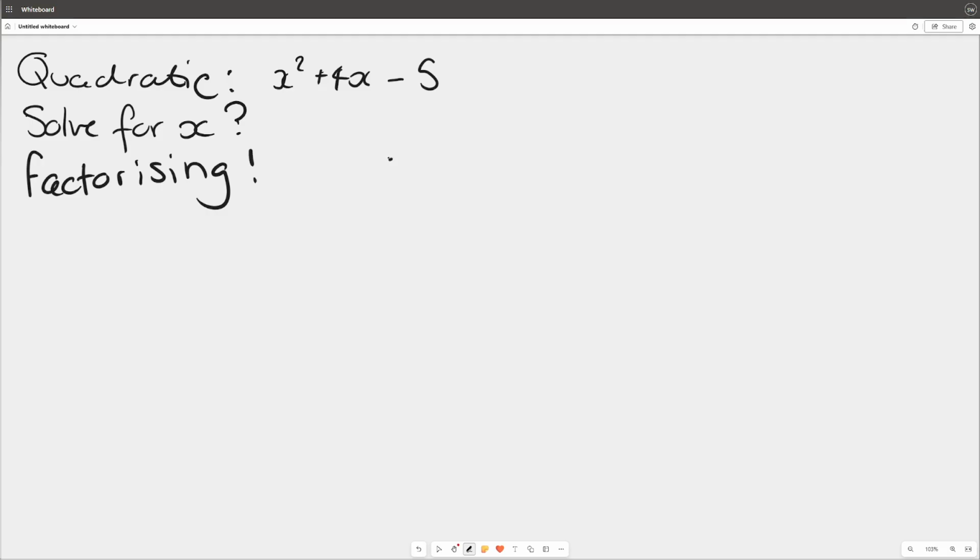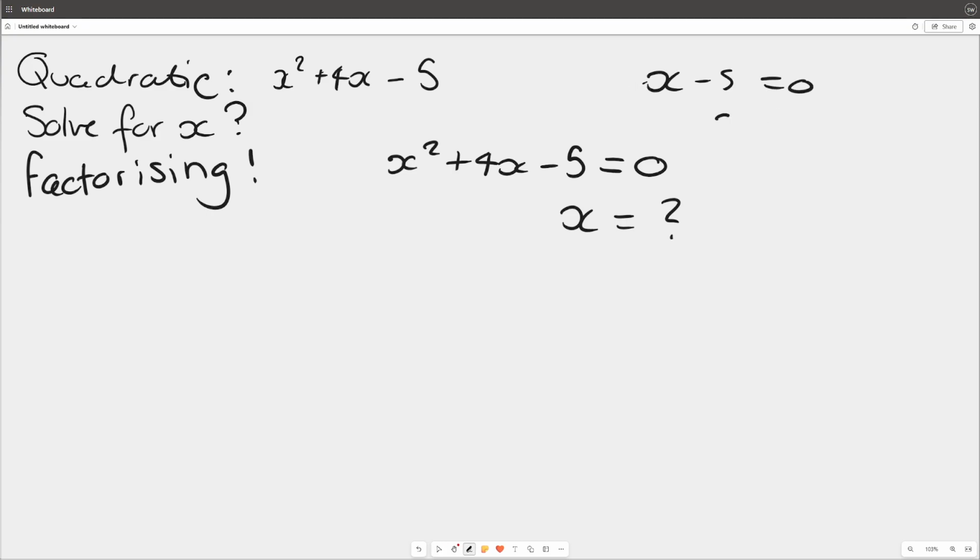But for now we are just going to look at factorising. So let's lay out our question. X squared plus 4x minus 5 equals 0. This is what the question will look like in the exam. It may say solve for x and it may just say solve. So what does it mean? Well, we want x to equal something. We want an answer to this equation. If it was just x minus 5 equals 0, we could easily get x equals 5. But unfortunately, that is not the case here, as we have a quadratic.